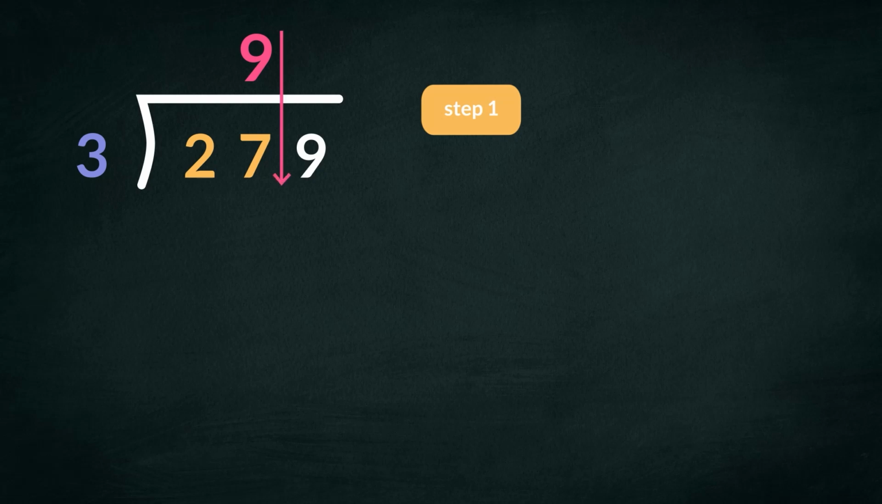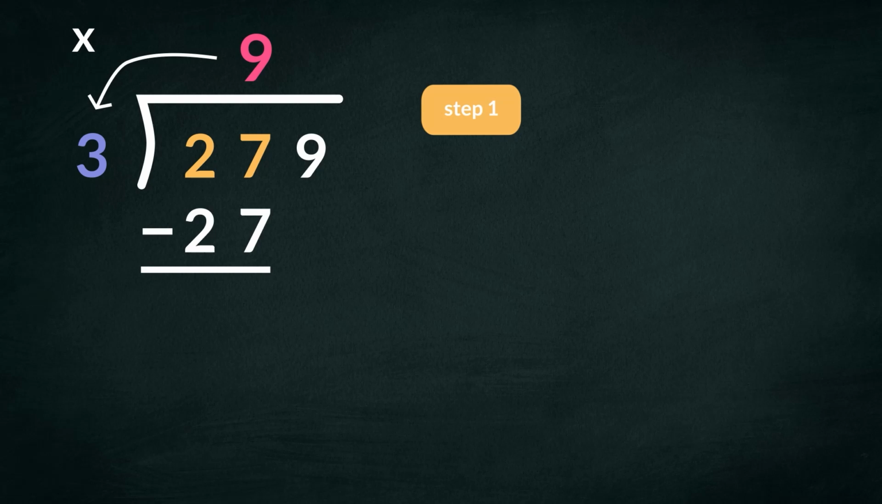Why? Because we need to align the answer with the smaller place value of the dividend. In this step, our dividend is 27, and 7 is in the smaller place value. Do you remember the drill for the rest of this step? We multiply 3 by 9 to make 27 and write that under here. Then subtract 27 from 27 to get 0.